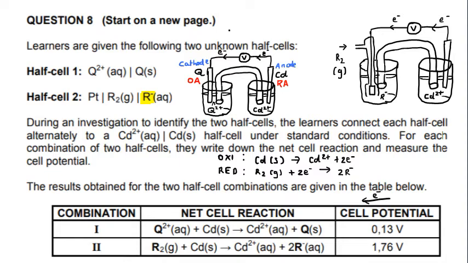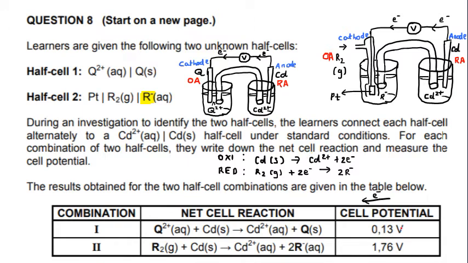So this is the anode, that's the cathode, and let me label this. This is solid cadmium. Remember that that piece right there is platinum. We can also say over here that because cadmium is undergoing oxidation, it's the reducing agent, and this gas R2 is going to be the oxidizing agent.